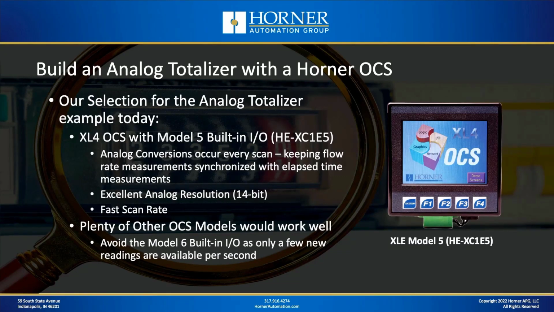Also, the Model 5 built-in I/O has 14-bit resolution, which is really nice resolution. And the XL4 and the XL4 Prime both have a pretty fast scan rate. So that's another advantage there as well. But that being said, plenty of other OCS models would work well. If you've got an application where, again, your accuracy isn't hypercritical, then a micro OCS with its 12 built-in analog I/O would be fine.